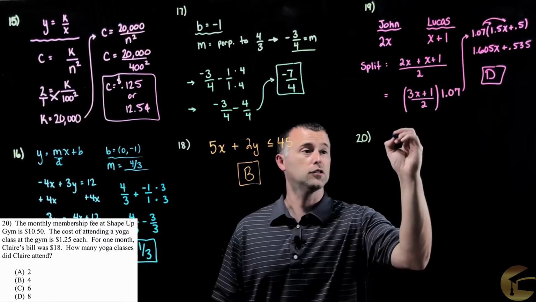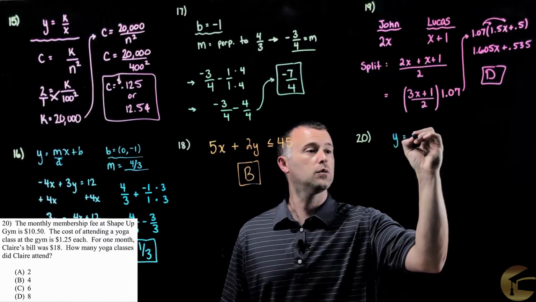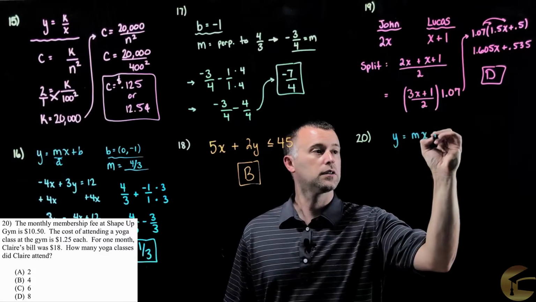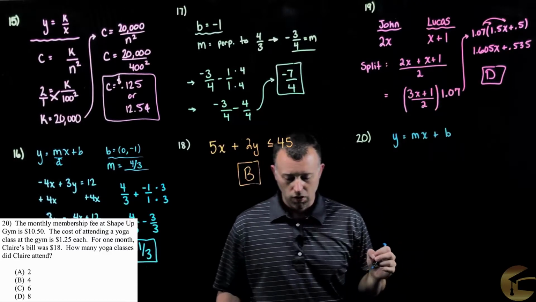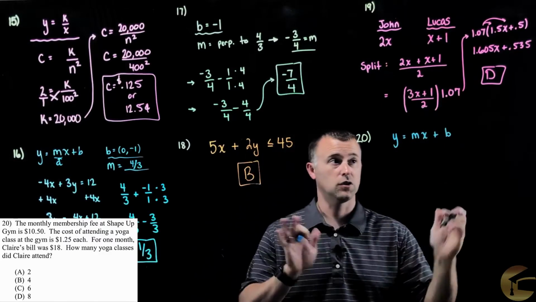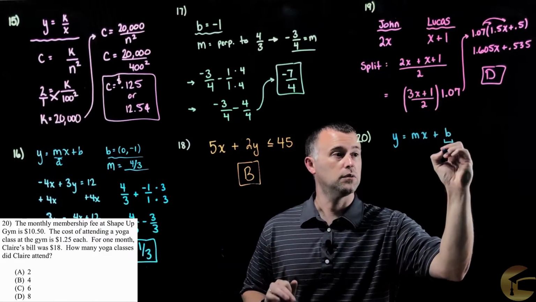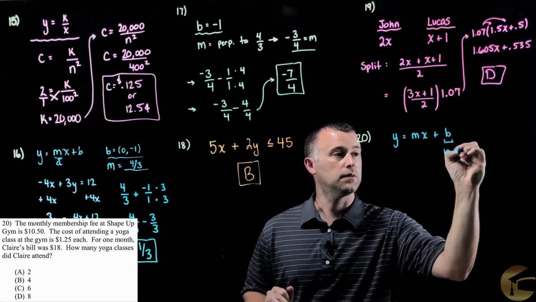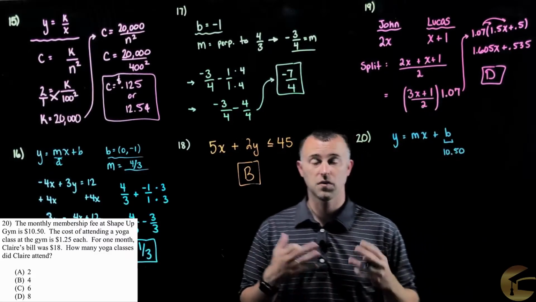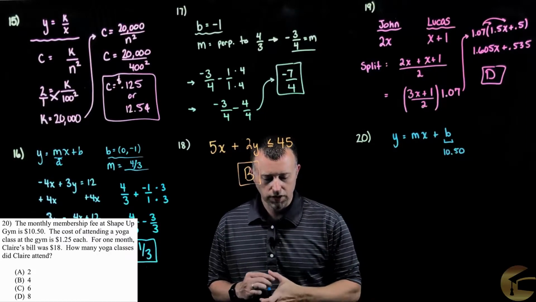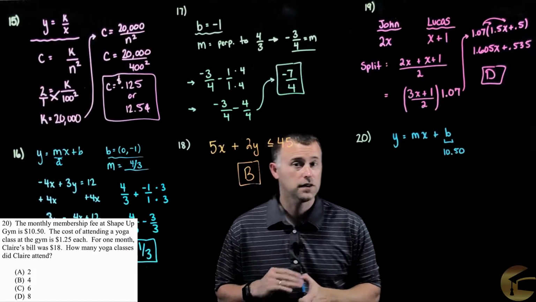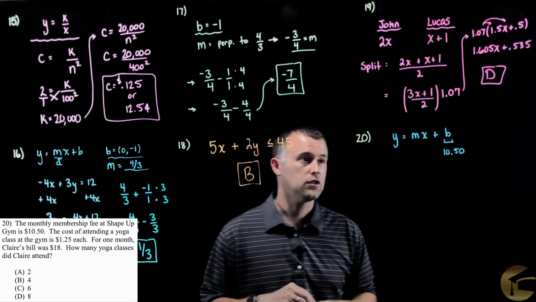So this is going to be a classic slope-intercept form problem. We have y equals mx plus b. We're going to be using that equation for this one. So we have a monthly cost of $10.50. So when you look at this, your initial value is going to be $10.50. So that's kind of where we start. Anytime you have an initial value, that's your b, your y-intercept. The cost of attending a yoga class is $1.25 each. That's your rate. Remember, the word each means a rate.